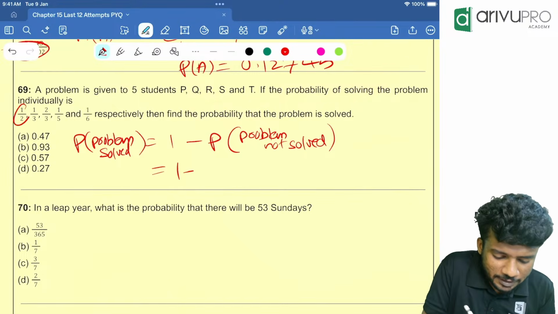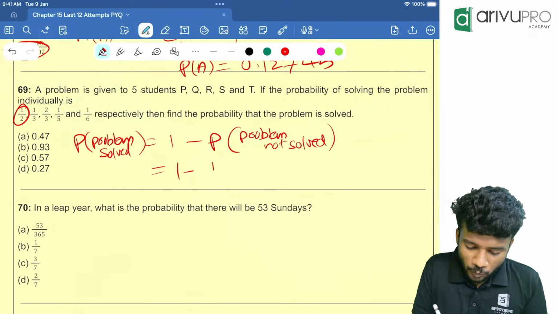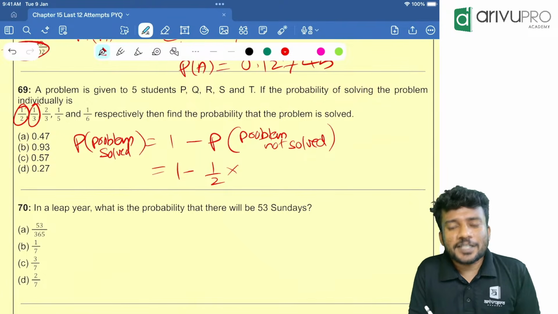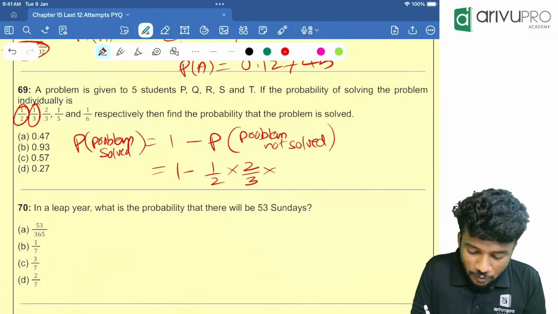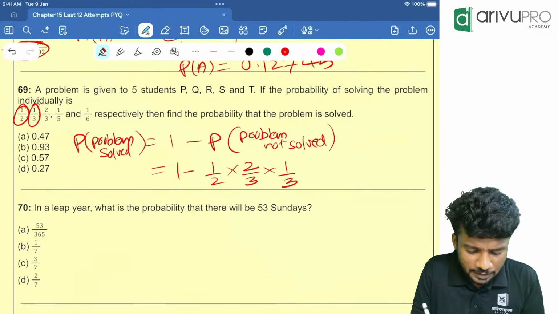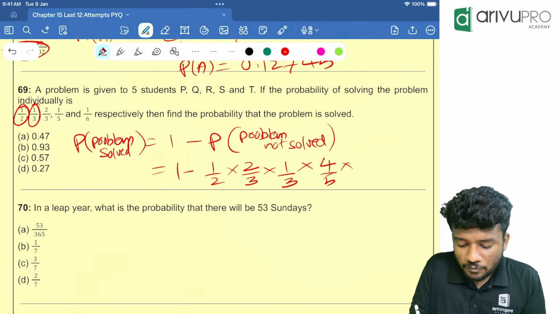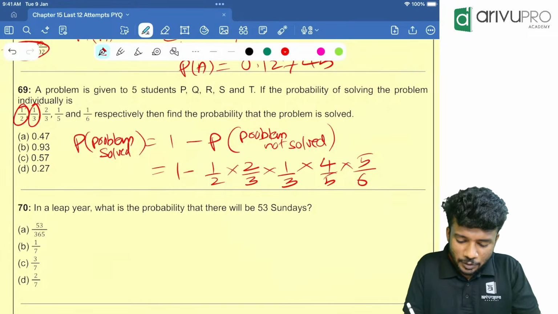Correct? That means 1 by 2's complement is how much? 1 minus 1 by 2, that is 1 by 2 itself, into complement of 1 by 3 is how much? That is 1 minus 1 by 3, that is 2 by 3. Then complement of 2 by 3 is 1 by 3. Then complement of 1 by 5 is 4 by 5. Complement of 1 by 6 is 5 by 6. Take your calculator. So accordingly, do it.